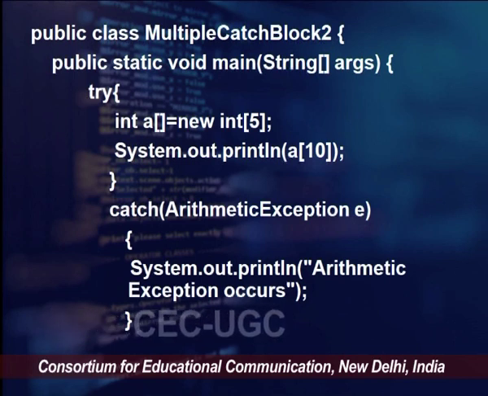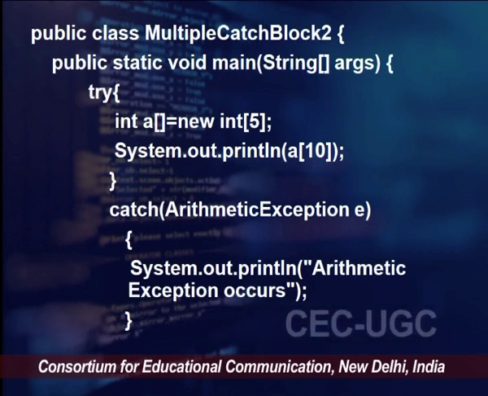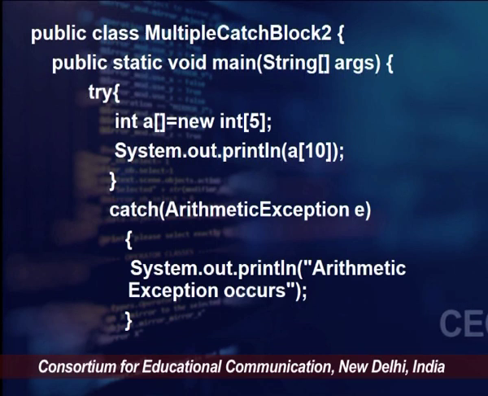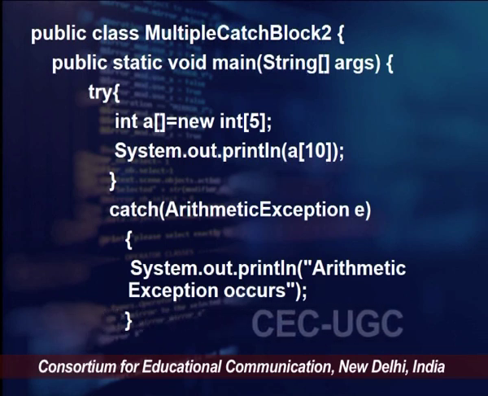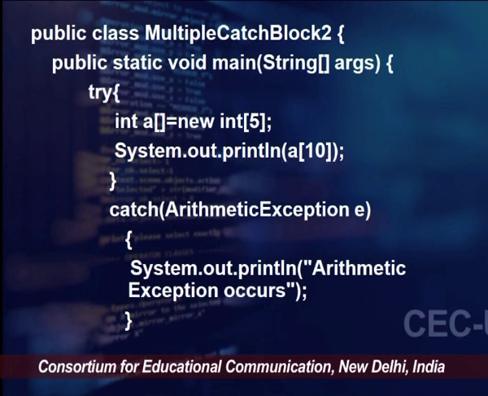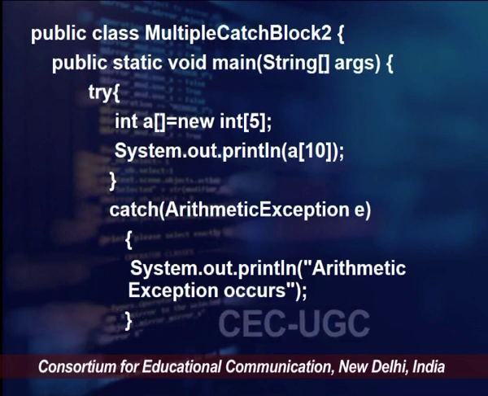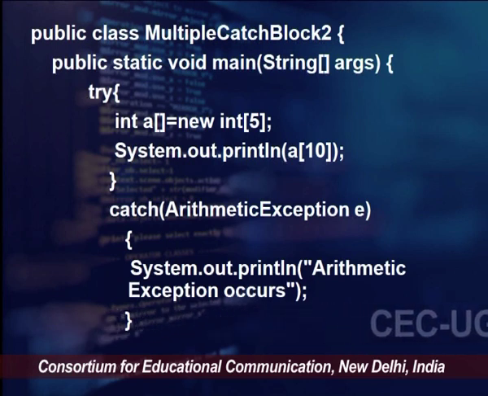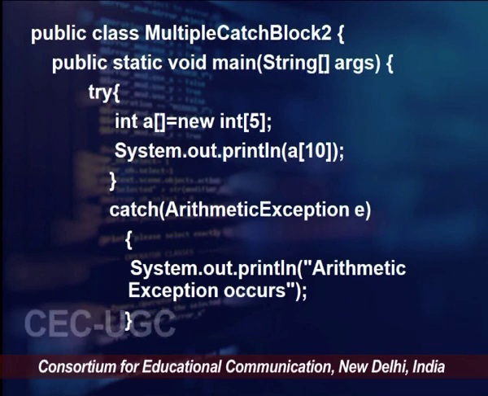Now, in the next example we can see how the array index out of bounds exception is going to be printed. Here we have tweaked the try block a little bit. The statement which was throwing an exception, A of 5 is equals to 30 divided by 0, has been replaced; instead of that statement we have written system.out.println A of 10.